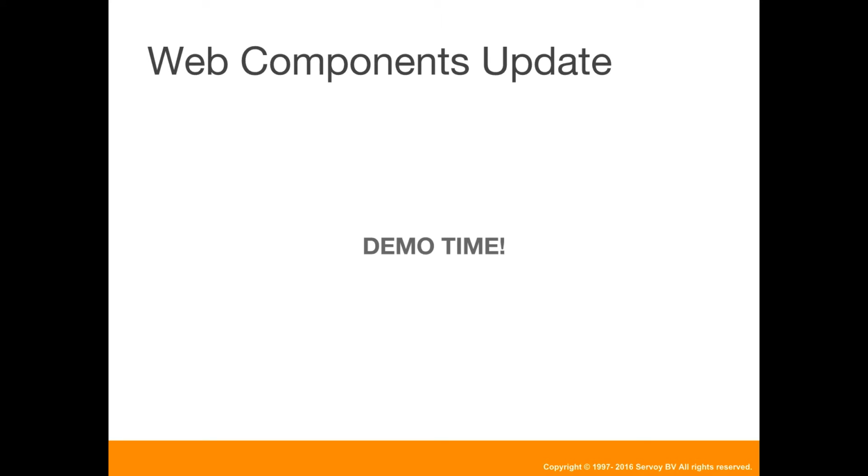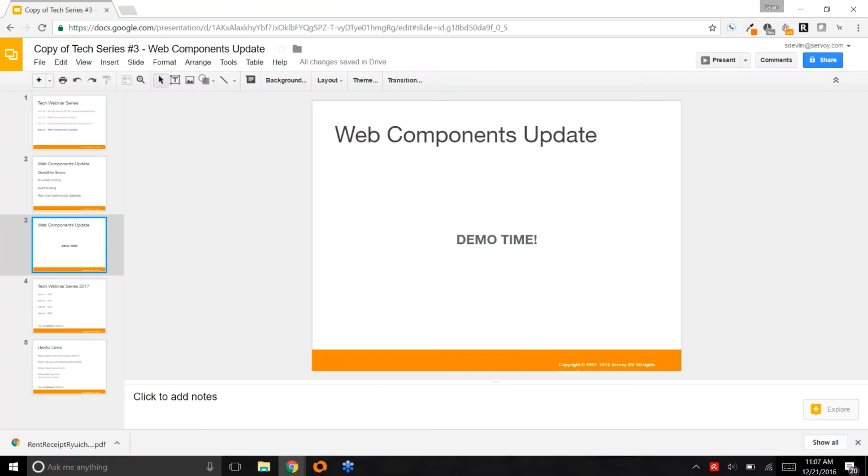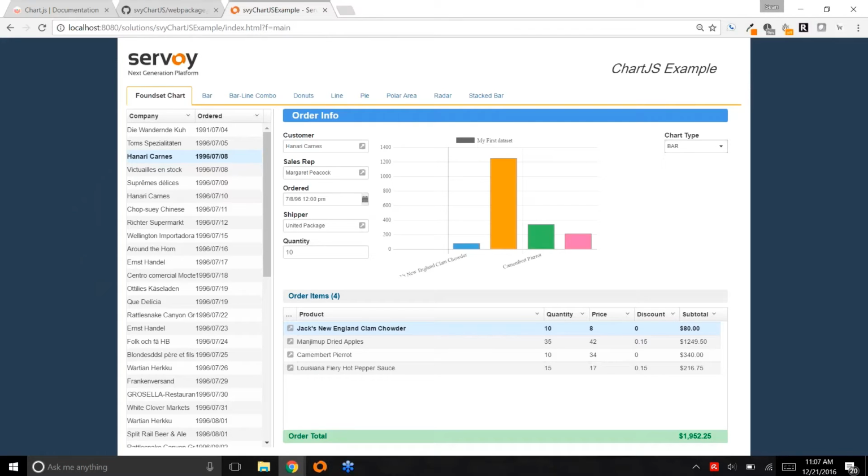So enough talking about it. Let's do a demo, and then we can revisit how it works. I have here a simple sales order screen, and you can see in the middle I have a chart. This chart has been configured to show the relative cost in the order of each item that's on the order.